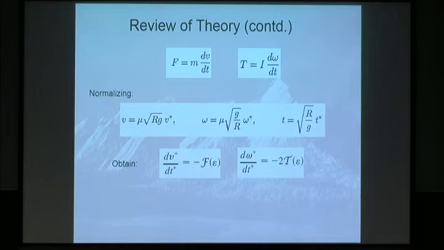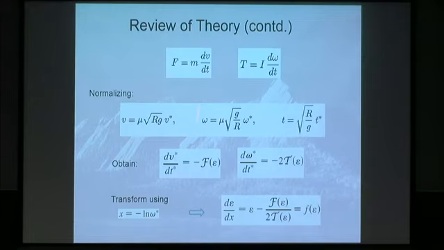All right, you can do one more trick, and this was done by Farkas et al. You let x equal minus log of omega star, and you can rewrite this as d epsilon dx equals epsilon times (2 tau of epsilon minus f of epsilon). Let's say that that's equivalent to F of epsilon.